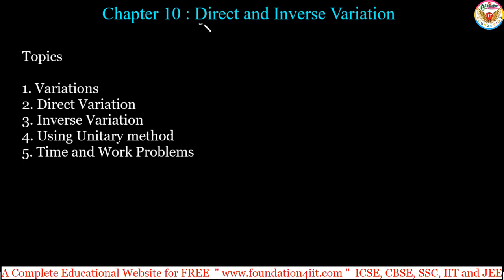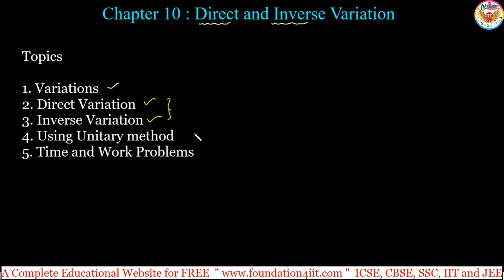Right? So let us see the topics in this chapter. First, let me explain the variations. So what are the types in this? We have two types, direct variation and inverse variation. These two types, with examples, I'll explain one by one.